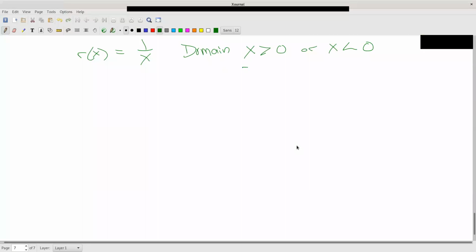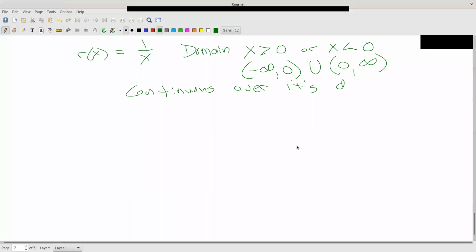In interval notation, try that again. The domain could be written as from 0 to the left forever, union 0 to the right forever. And I have to use parentheses, not square brackets, because I can't use 0 and infinity is not a number. It always gets a parenthesis there. So as far as continuity here, this function is continuous over its domain, and its domain is any number that's greater than 0, any number that's less than 0.